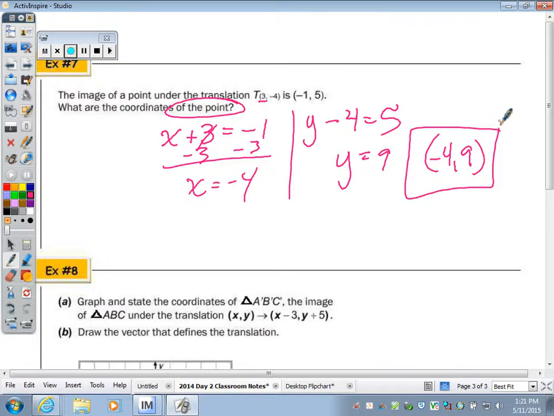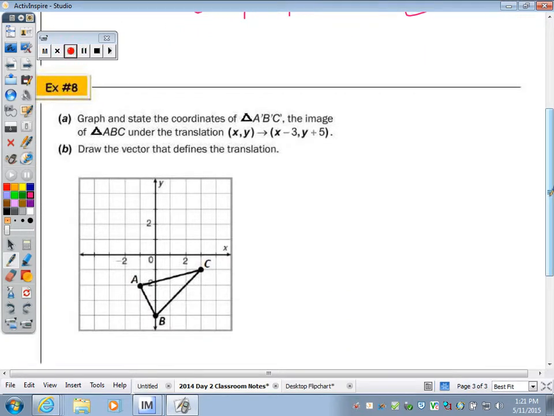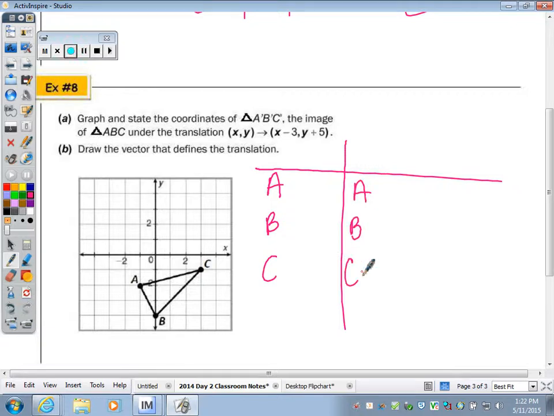Last question, number 8. We're going to graph, state the coordinates of the image, as well as draw the vector. So this A, B, C, it doesn't tell me the coordinates, so I'm going to write them first. And this is a translation, negative 3, 5. So this is another way to write your answer if you want to: x minus 3, y plus 5 is the translation, negative 3, 5. So the first thing I'm going to do is take a minute, write down what are all the coordinates of the shape, in this case the triangle that they give you.